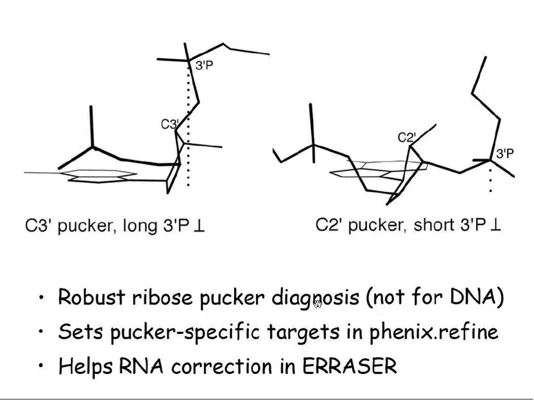So we get a robust pucker diagnosis, and in Phoenix Refine, we use that to set pucker-specific targets, both for bond lengths and angles, which change a little bit, and for dihedrals, which lets Phoenix Refine sometimes fix a wrong pucker, but it usually doesn't work because there's a big barrier between the 2 pucker states. So that analysis is also part of what Erraser uses. It runs Molprobity on the structure you give it in order to decide which things to work on. And so it will always work on something that's diagnosed as having the wrong pucker.